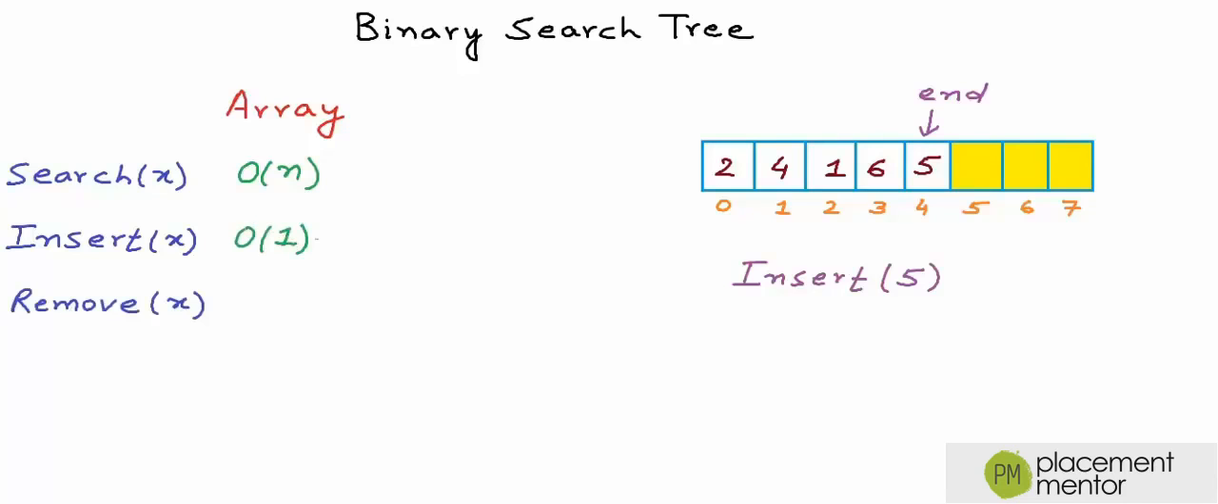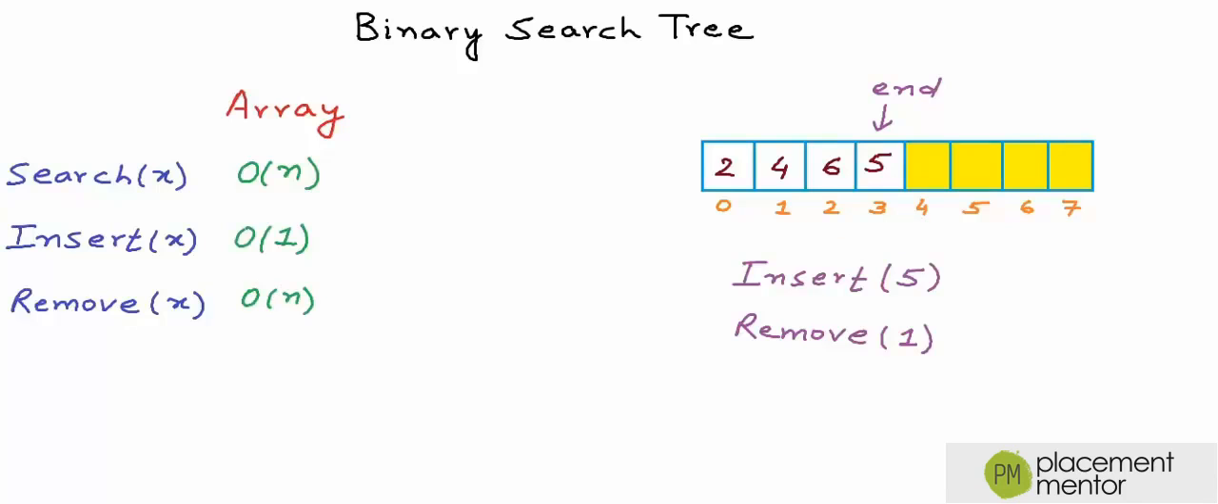Okay, now what about removal? Let's say we want to remove 1 from the collection. What we'll have to do is shift all records to the right of 1 by 1 position to the left, and then we can decrement end. The cost of removal in worst case, once again, will be big O of n. In worst case, we will have to shift n minus 1 elements.